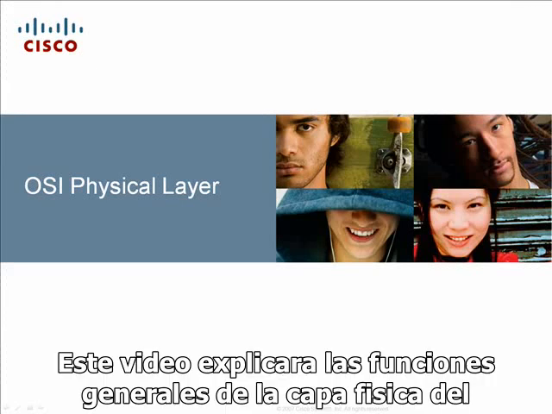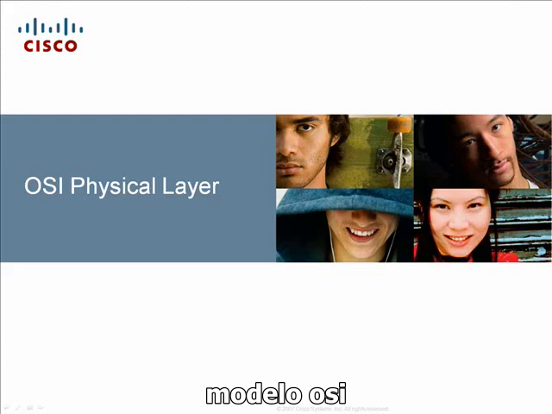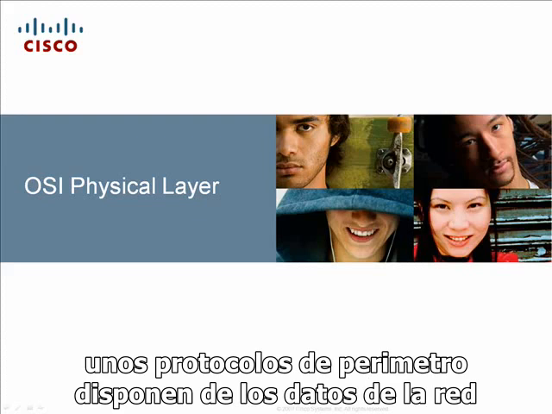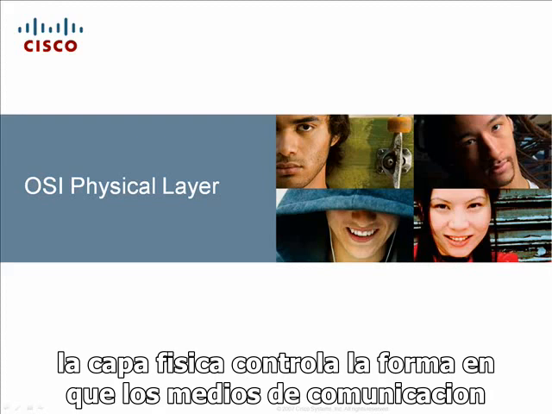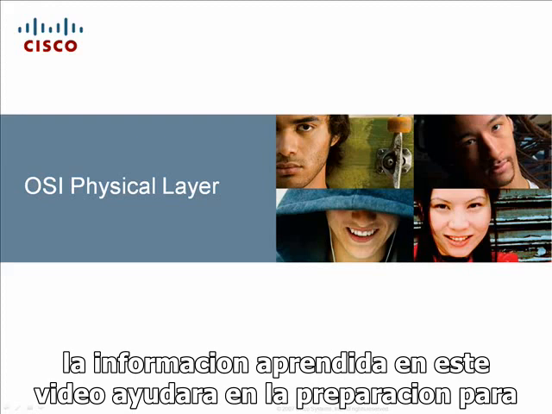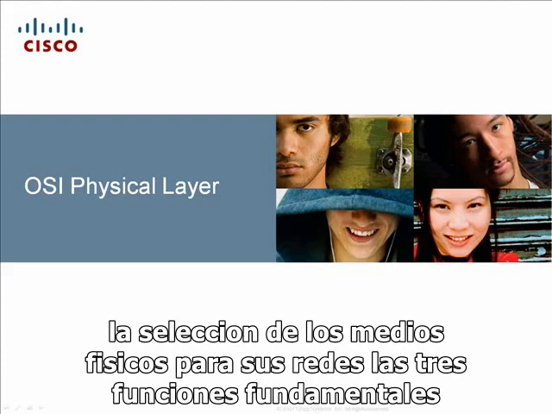Welcome. This video will explain the general functions of the physical layer of the OSI model. Upper layer protocols prepare data from the human network for transmission to its destination. The physical layer controls how data is transmitted on the communication media. Learning the information in this video will assist in preparing you for selecting the physical media for your networks.